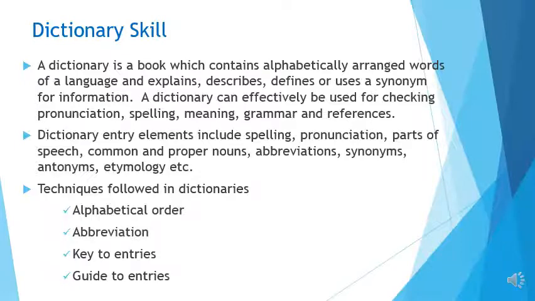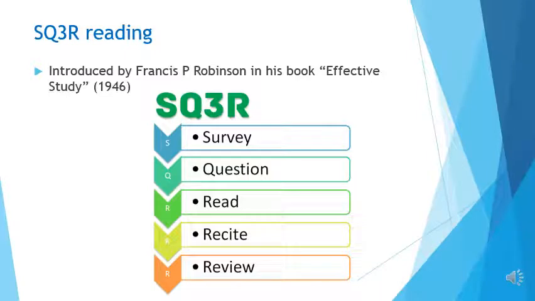Okay, next we shall see about SQ3R reading in study skill. So SQ3R is a reading comprehension method named for its 5 steps such as survey, question, read, recite, and review. So this method was introduced by Francis P. Robinson in his book Effective Study in 1946.